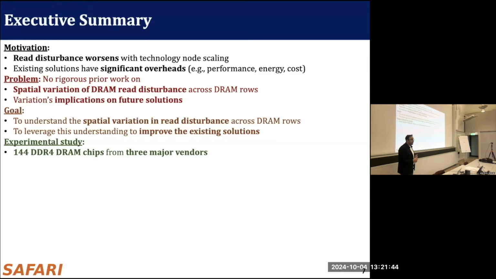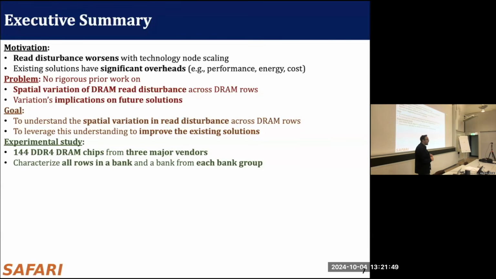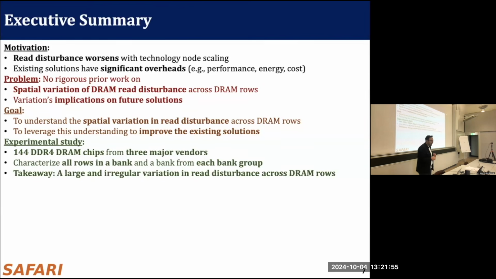In this work, we test 144 DDR4 DRAM chips from 3 major manufacturers, and we characterize all the rows in a bank, and we also characterize multiple banks inside the DRAM chip. We find that there is a large variation in the RowHammer read disturbance vulnerability of DRAM rows when you look across rows within a bank and across banks, and this variation does not follow a very regular pattern.